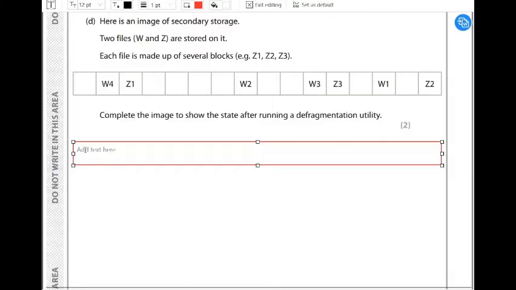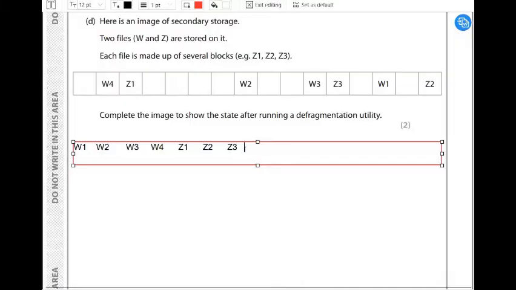One of the examples to get you 2 marks would be W1, W2, W3, W4. So you've got the 4 there, and that's going to be followed by Z1, Z2, Z3. So you could have it on this end, or you could have that on the other end.